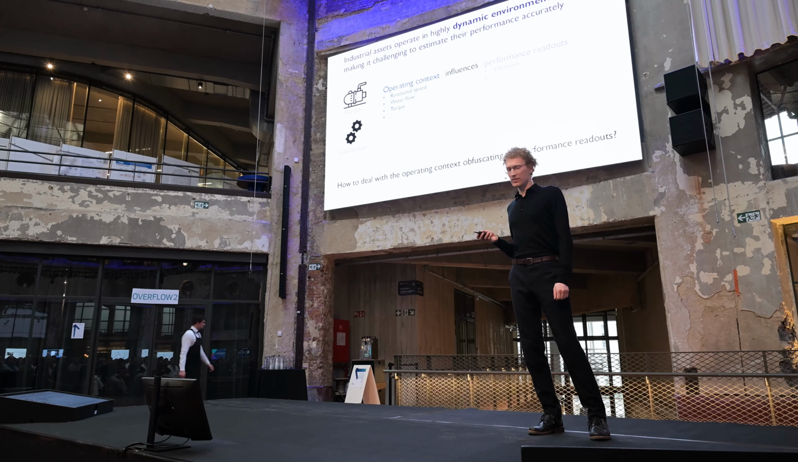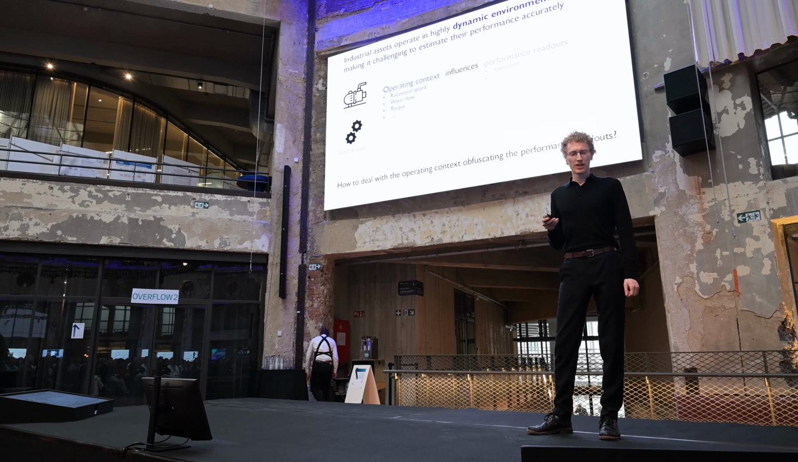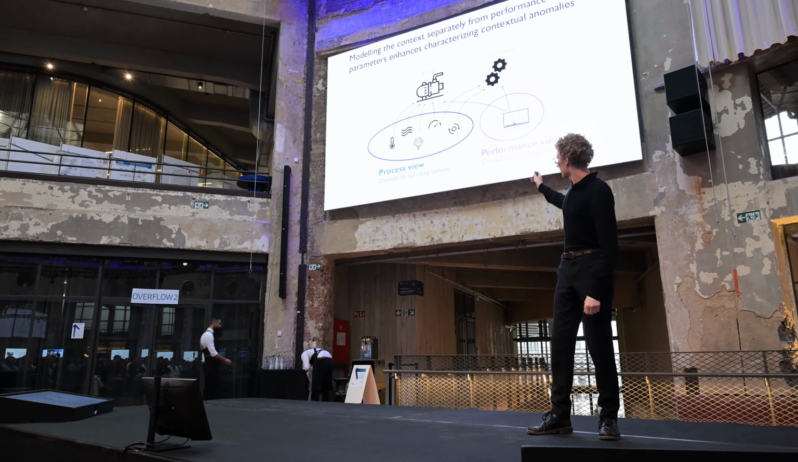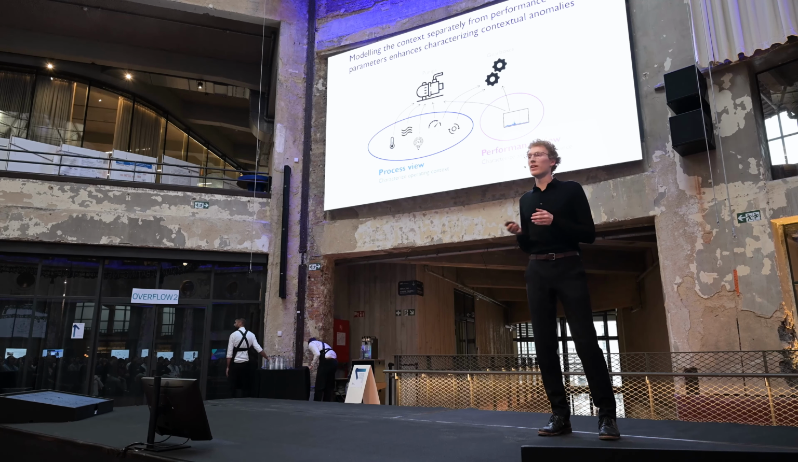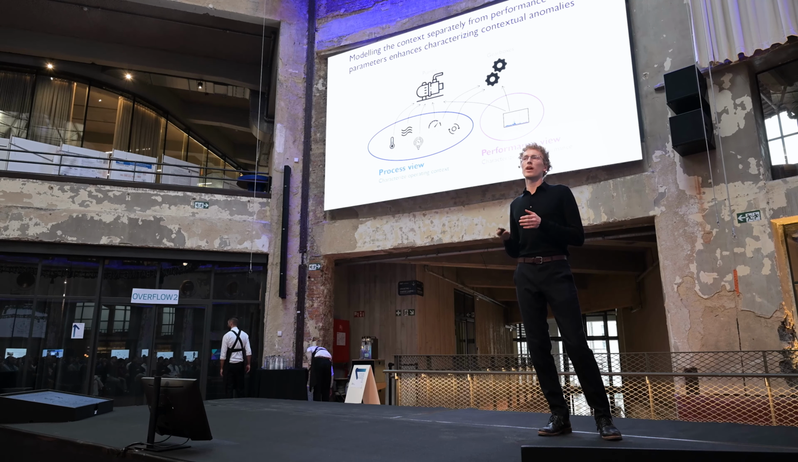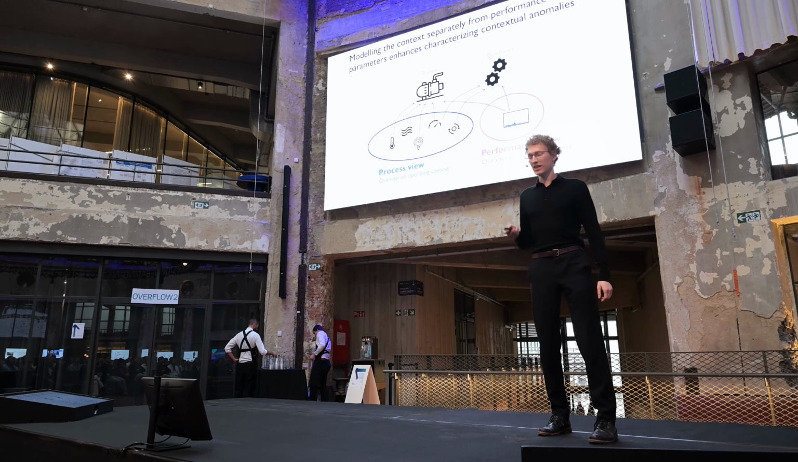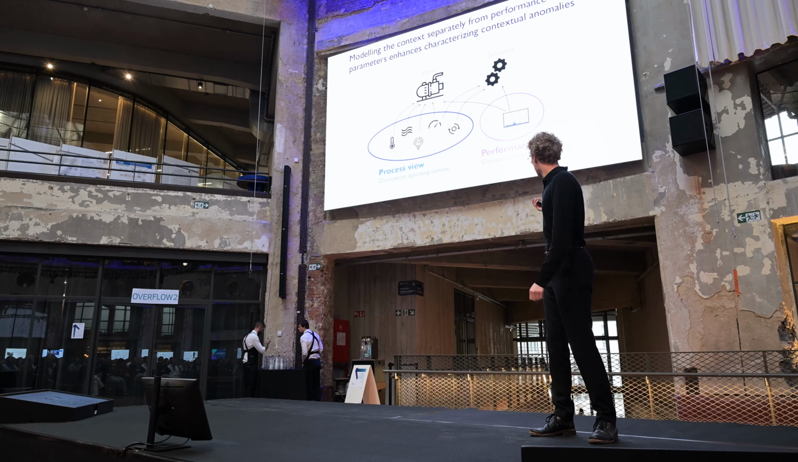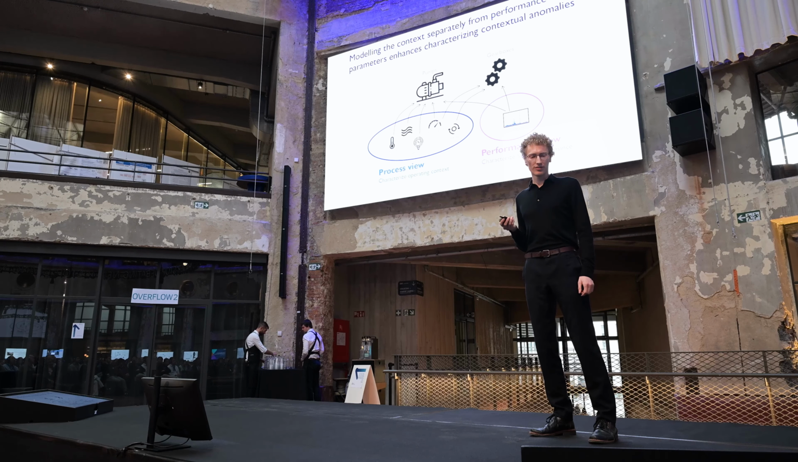In our methodology, we deal with the operating context by explicitly modeling the context and the performance in two separate views. In the process view, which you can see on the left, the operating context is characterized. It includes parameters such as the rotational speed or the flow, but also other parameters that have something to do with the operational behavior of the industrial asset. On the other hand, we have the performance view. The performance view characterizes the asset's performance. So changes in the vibrations should indicate potential faults.